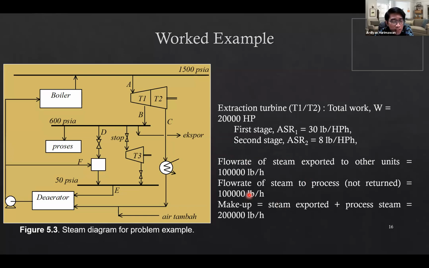Yes, so these two go away, and do not return to the steam header. So it means we need to have make-up water. The deaerator feeds the make-up water. So the flow rate of the make-up water will be the summation of these two. So it's 200,000 pounds per hour.